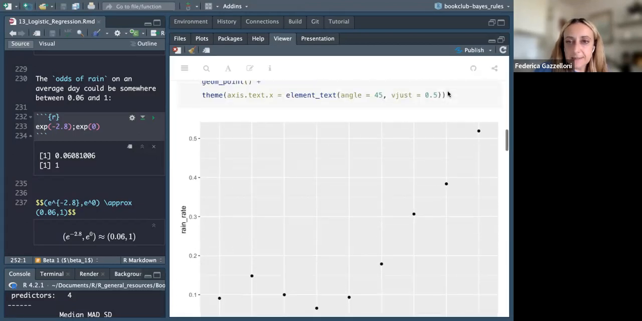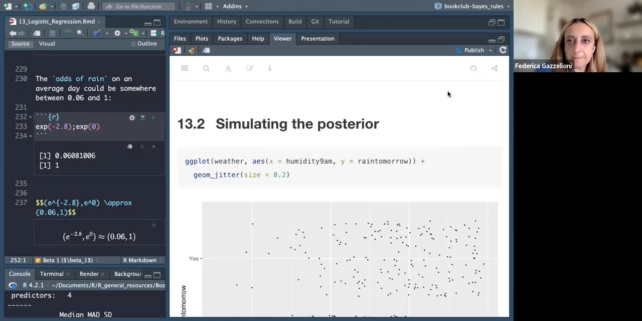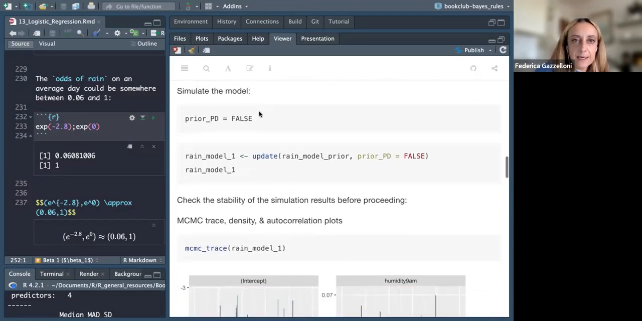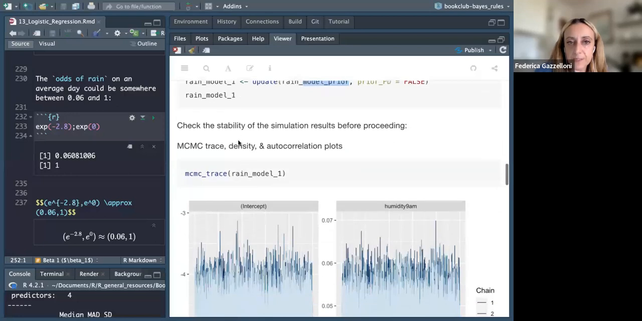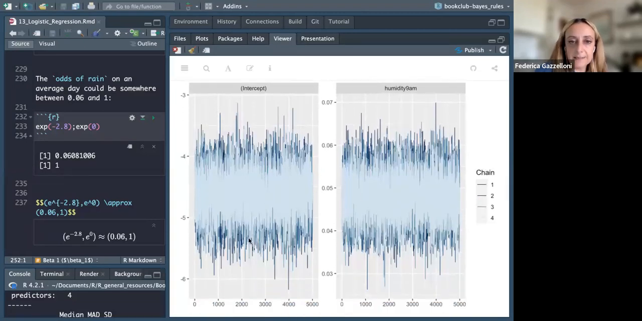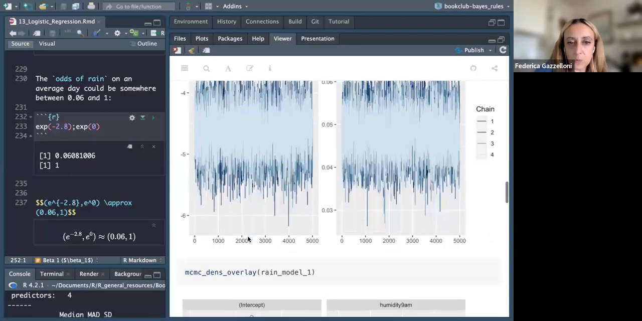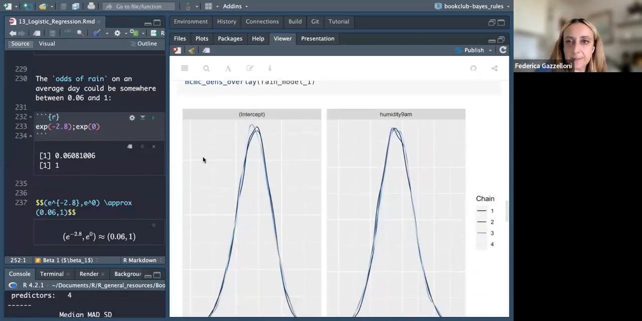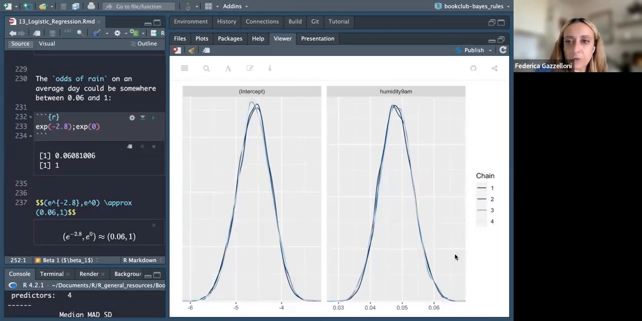It's again increasing more or less, if you can see. So the same. And then if we put prior PD false, we update our prior model that we just did. With prior PD false, we have our posterior. Now we check the posterior, and this is all the chains and what's happened. And again, we see the intercept and the humidity simulated 4 times.